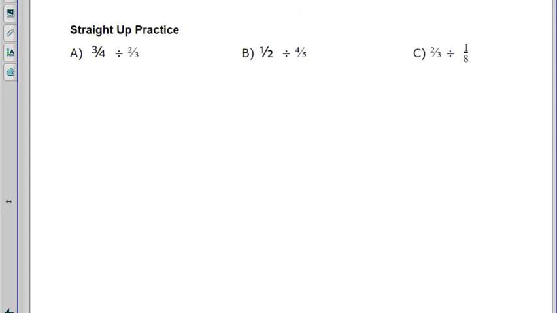Okay, we have some straight up practice here. We're going to solve all of these with the standard algorithm. That means if you have some number divided by some other number, we're going to change that to the number times its reciprocal. And go ahead and give these a try. We'll go over them in class.